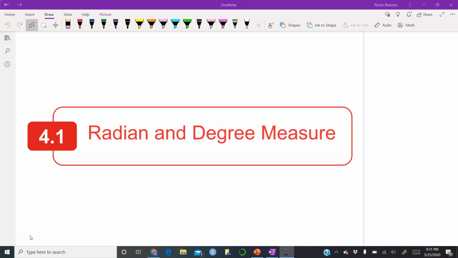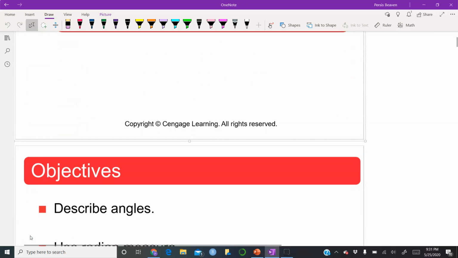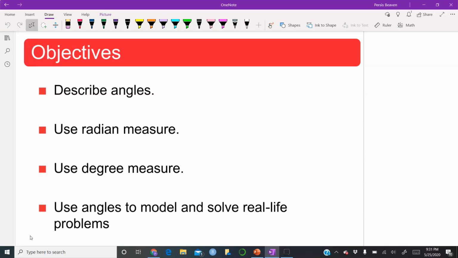Hi, this video will cover section 4.1, radian and degree measure. The objectives for this section are to describe angles, to use radian measure, to use degree measure, and to use angles to model and solve real-life problems.